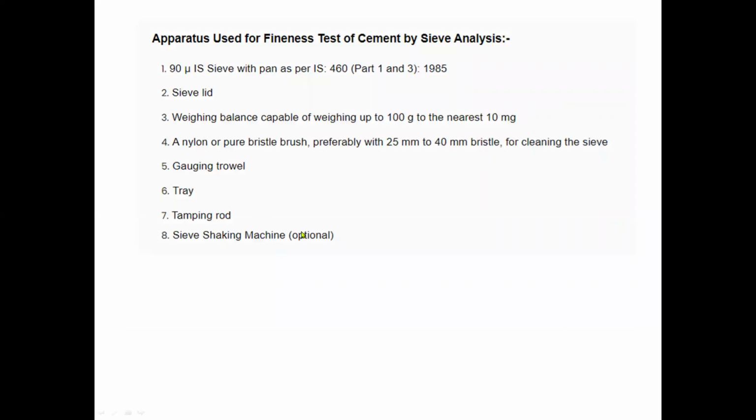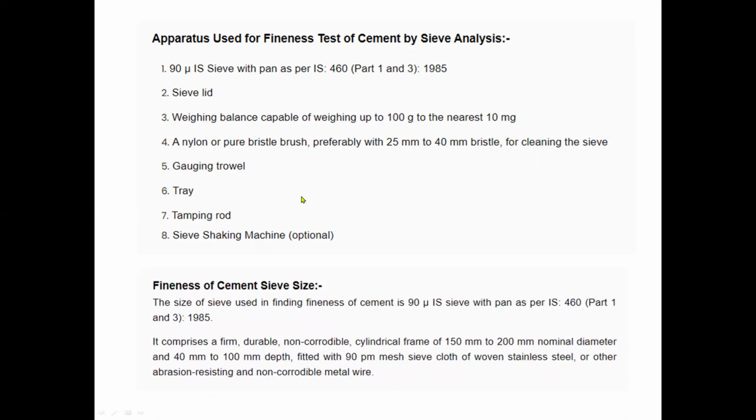The apparatus used for fineness test of cement by sieve analysis are the following. The 90 micrometer IS sieve with a pan as per IS 460, the sieve lid, weighing balance capable of weighing up to 100 grams to the nearest 10 milligrams, a nylon or pure metal brass gauging trowel, the tray, the tamping rod, sieve shaking machine. This is just an optional apparatus if you only have.